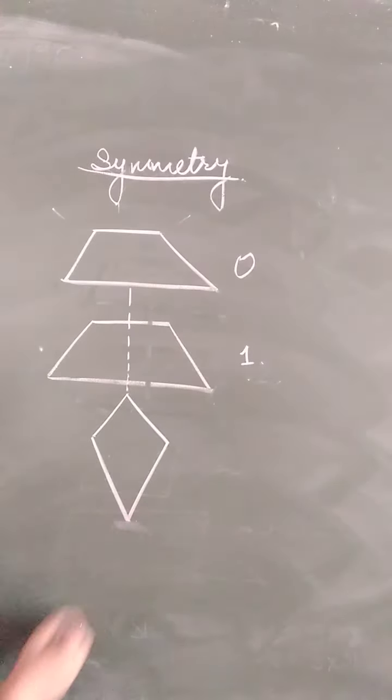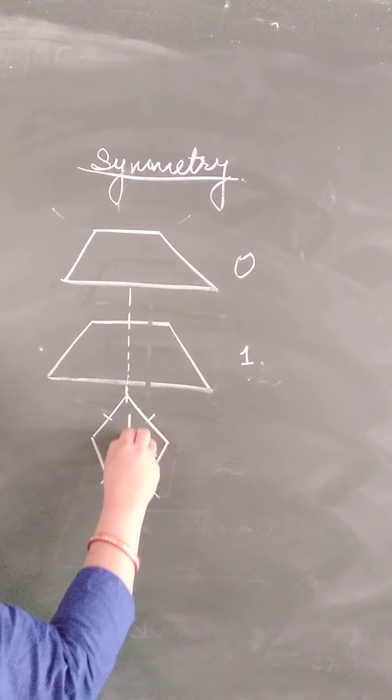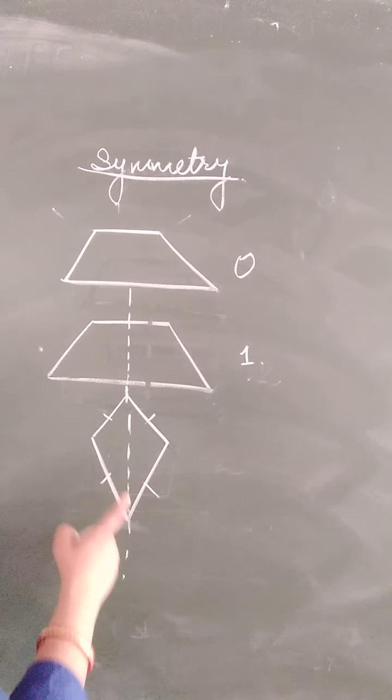This is a kite, in which adjacent sides are equal. So it has only 1 line of symmetry along this diagonal.